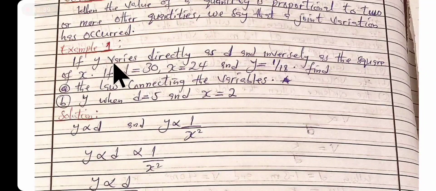So from the question, y varies directly as d. This is what we have here. And y also varies inversely as the square of s. Inversely means 1 over. I've done a video on that; you can look up inverse variation. 1 over is the inverse of x squared.